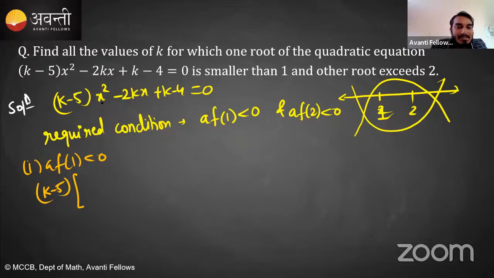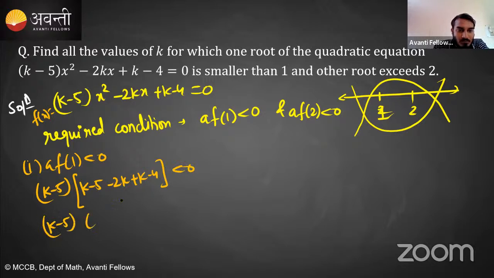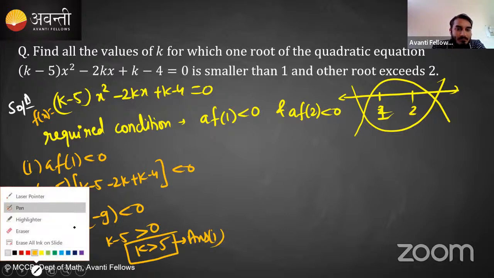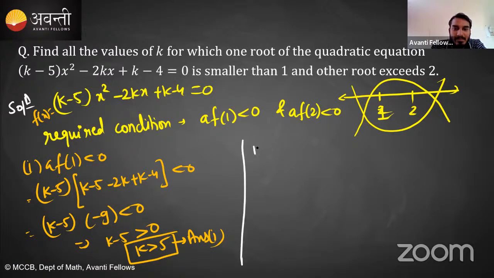F of 1 क्या है? Put x is equal to 1. Consider this as f of x. Put x is equal to 1. So this becomes k minus 5 minus 2k plus k minus 4 less than 0. So this is nothing but k minus 5 into, plus k minus 2k, which is 0, and minus 9, minus 9 less than 0. It implies k minus 5 is greater than 0. So k is greater than 5. Right? So this is your answer 1. Clear?